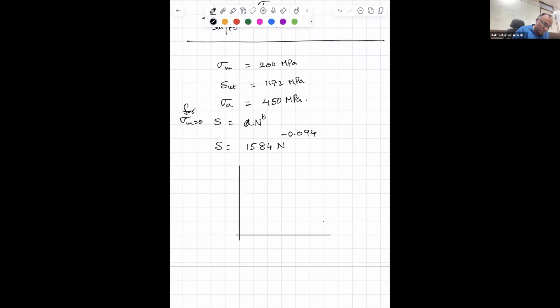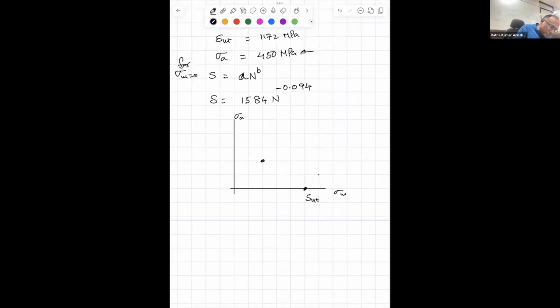Let us say in this graph, sigma m and sigma a. In this graph, this point is known, SUT. On this graph, one point is known. Do you agree or not? Yes, sir, in the Goodman diagram. And now what he wants is the combination of sigma m and sigma a to be 200 and 450, let us say this is that point.